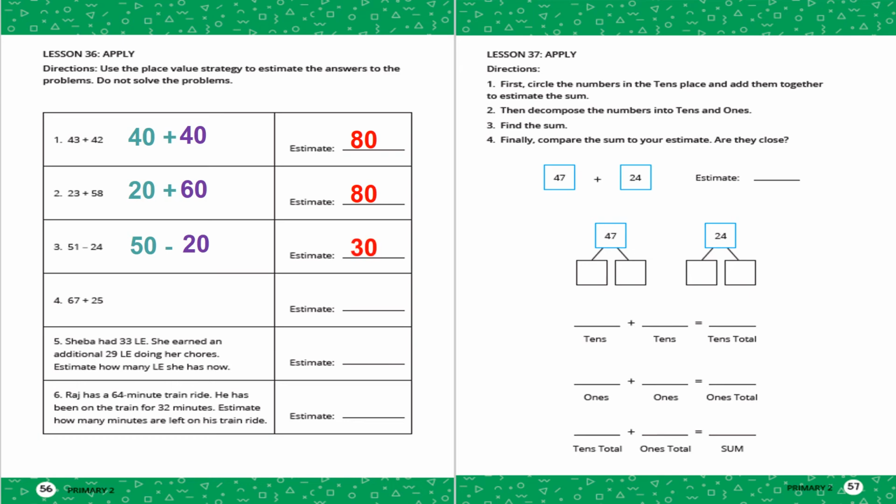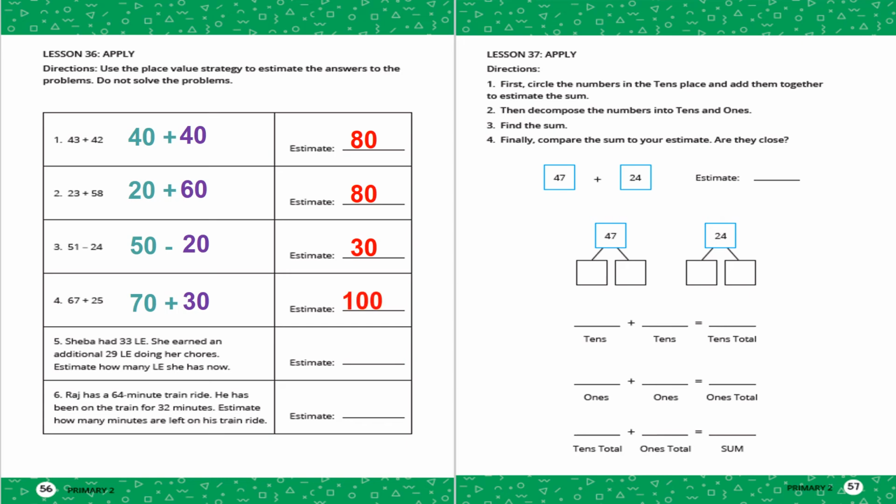Number 4, 67 plus 25. Let's estimate 67. 67 between what and what? Between 60 and 70. Look at ones. Ones is 7, 7 more than 5. So we will go to next door. 67, it will be 70. 25. 25 between 20 and 30. Look at ones. Ones is 5. 5 or more, go to next door. So 25, it will be 30. 70 plus 30 equals 100.